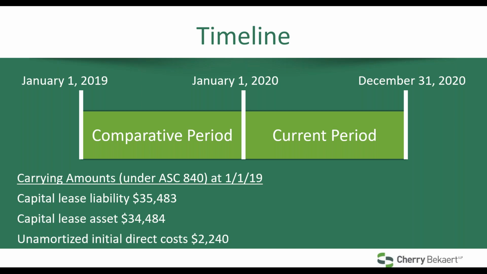As I mentioned, under 840, the company was recording this as a normal capital lease, and so they put the capital lease liability on their books at January 1st, 2018, when the lease started. That liability was recorded at the present value of the future minimum lease payments, and then the corresponding capital lease asset was also recorded. These amounts show what the remaining balances are after 1 year of normal capital lease treatment under 840.